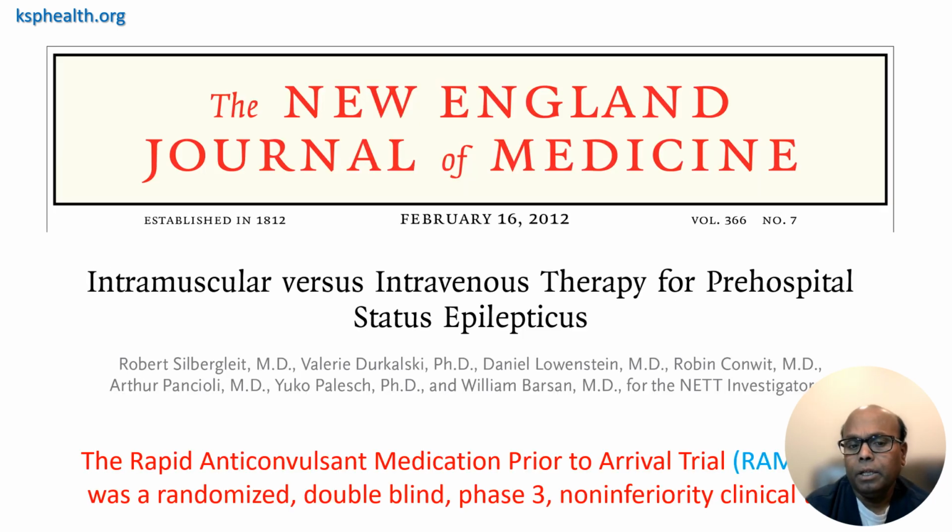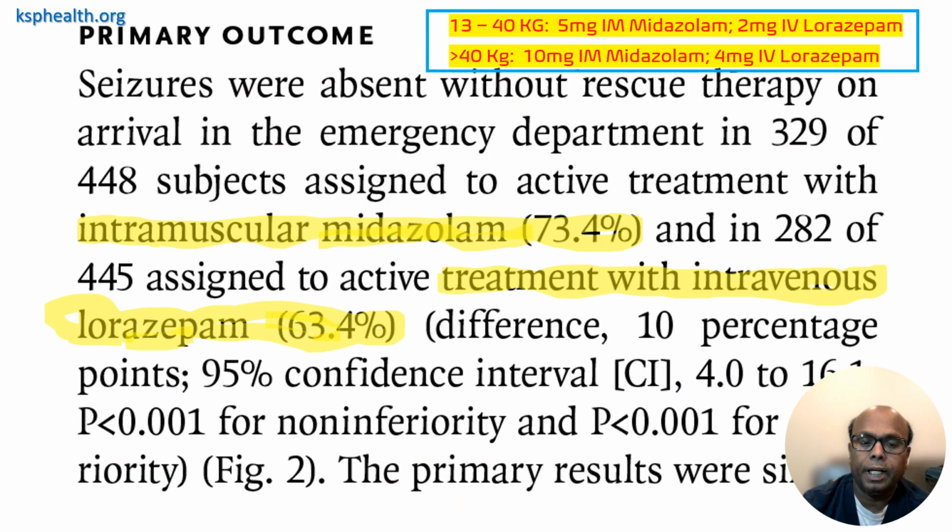This is an important trial done, intramuscular midazolam versus intravenous lorazepam in pre-hospital status epilepticus. That's often called the RAMP trial, otherwise rapid anticonvulsant medication prior to arrival trial. It is a randomized double-blind phase 3 non-inferiority clinical trial. The dose used in patients 13 to 40 kilogram was 5 milligram intramuscular midazolam or 2 milligram IV lorazepam. If the weight is more than 40 kilogram, 10 milligram intramuscular midazolam or 4 milligram IV lorazepam.